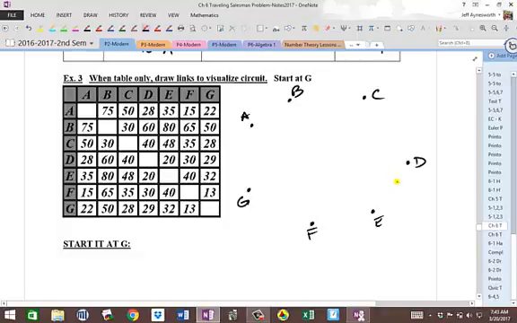So let's find the smallest weight in the graph. And by the way, because there are no loops in the graph and the table is symmetrical, you basically only have to look at the upper half. So let's not look down here. Let's just look at the upper half only.